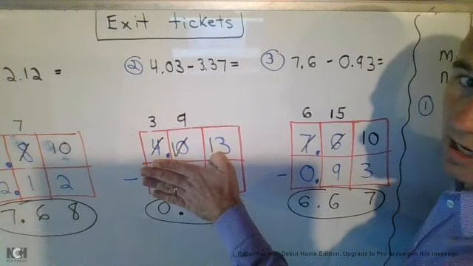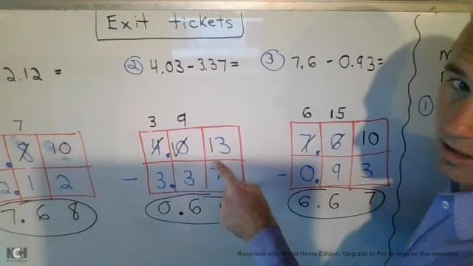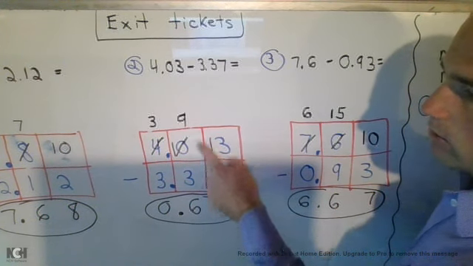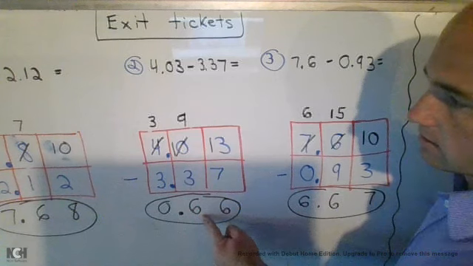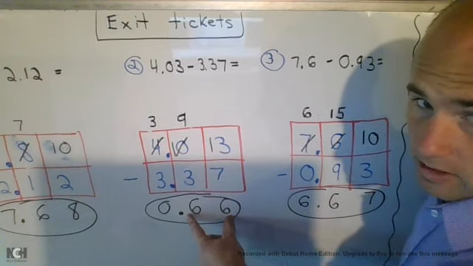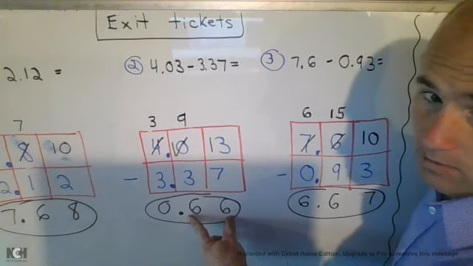So now I'll go ahead and actually do the subtracting. Take 7 away from 13, I get 6. Take 3 away from 9 dimes, I get 6. Take 3 away from 3, I get 0, leaving me 66 hundredths. If you're looking at this as money, you could say 66 cents.